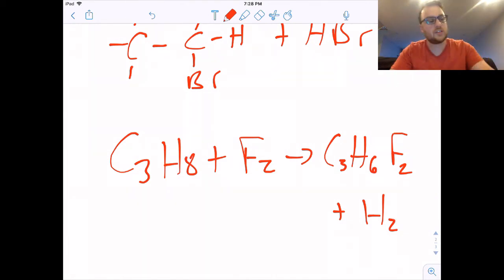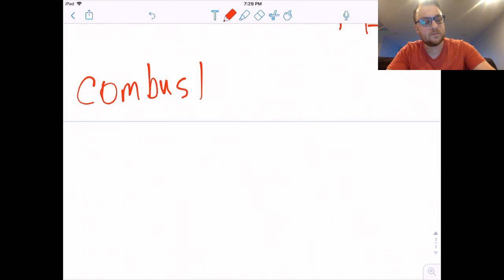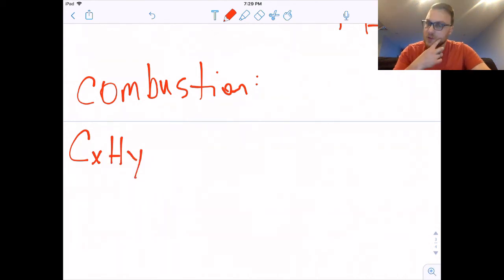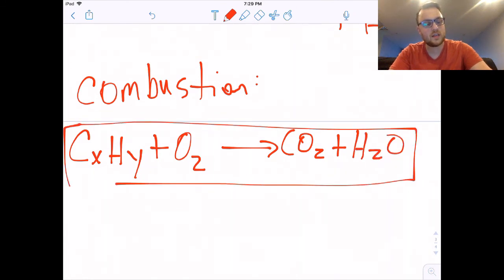I'm going to save the hardest ones for last. Combustion. Combustion is any hydrocarbon, so any CH compound, I'm just going to abbreviate it CxHy, plus oxygen will always result in the same products, carbon dioxide and water. Combustion always makes the same products. You take a hydrocarbon, add oxygen, what do you make? Carbon dioxide and water every single time.